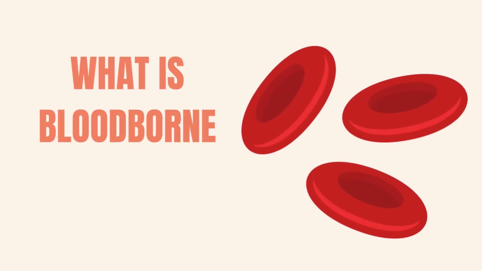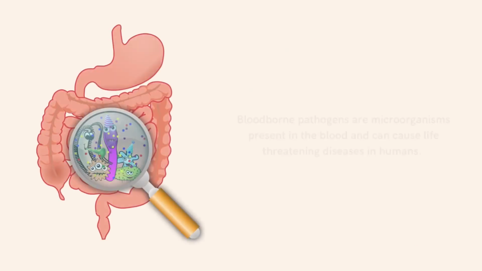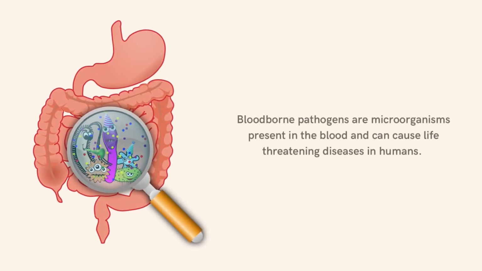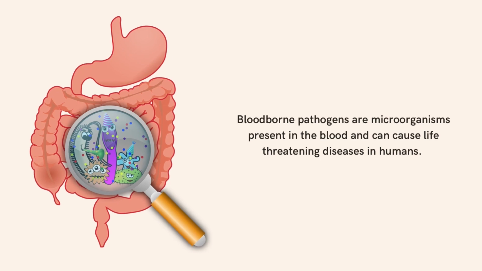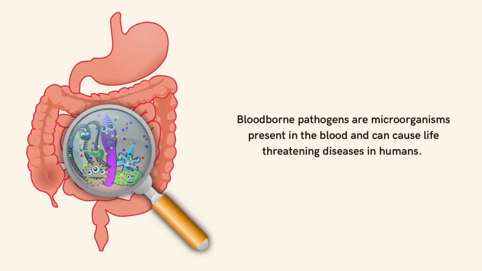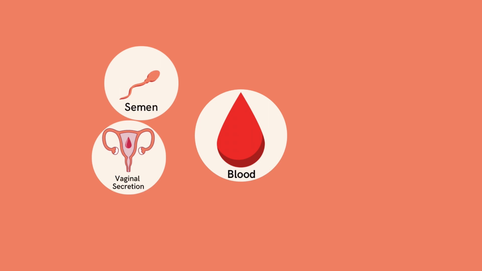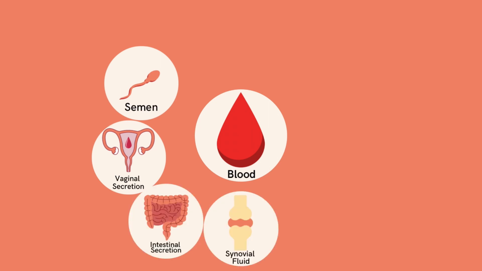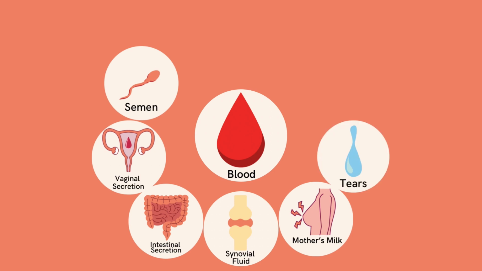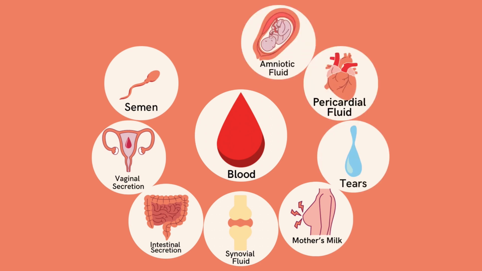So what are bloodborne pathogens? Bloodborne pathogens are microorganisms present in blood and can cause life-threatening diseases in humans. These pathogens are transmitted through human blood and other fluids that may contain blood, including semen, vaginal secretion, intestinal secretion, synovial fluid, mother's milk, tears, pericardial fluid, amniotic fluid, and saliva. These bodily fluids must be considered as potential infectious materials, which should be treated the same way as blood.